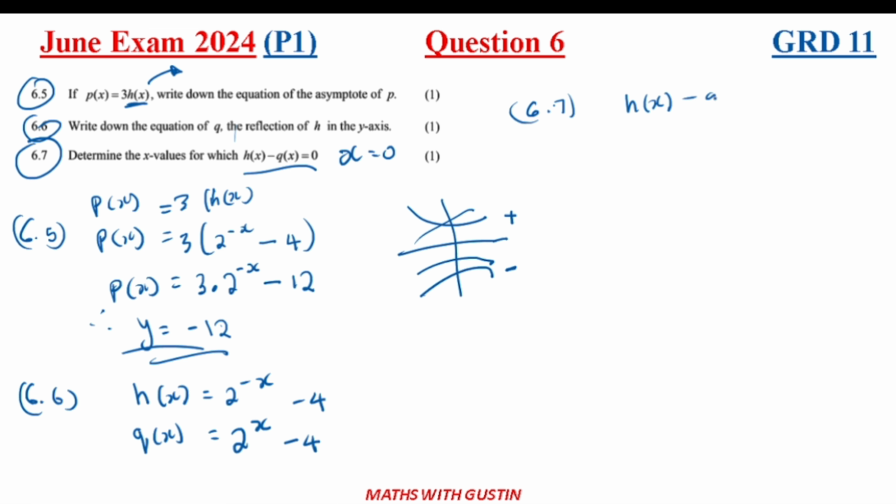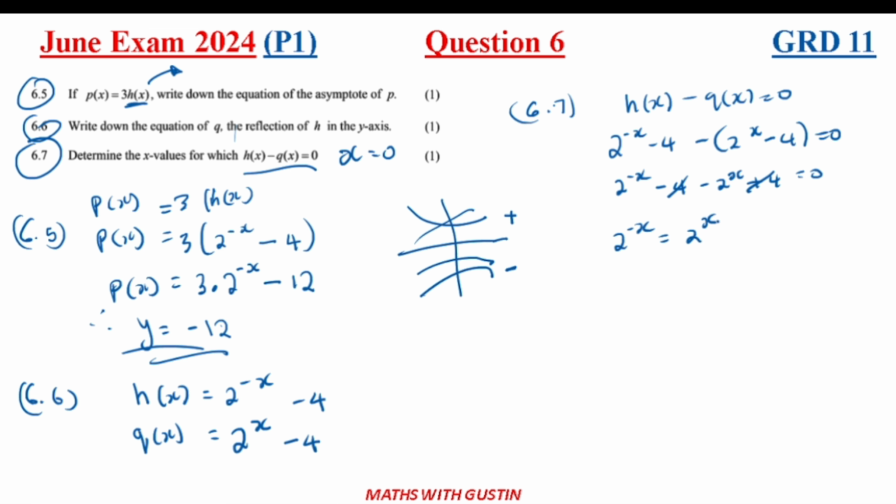h minus q is equal to 0. But it's for 1 mark, guys, so you need to be quick. 2 power x minus 4 minus, in bracket, 2 to the negative x, no, positive here, minus 4 is equal to 0. So when you solve for x here, guys, you can already see that these things are gonna cancel each other out. Then you're gonna have 2 to the power of x. You need to be quick here. It's only 1 mark, guys.